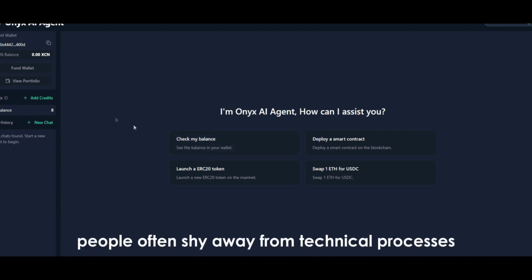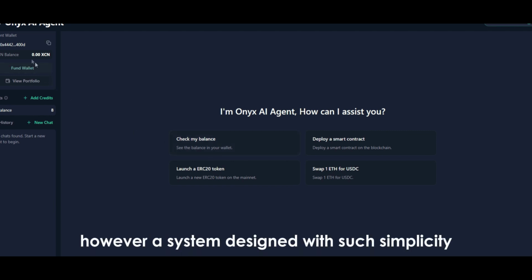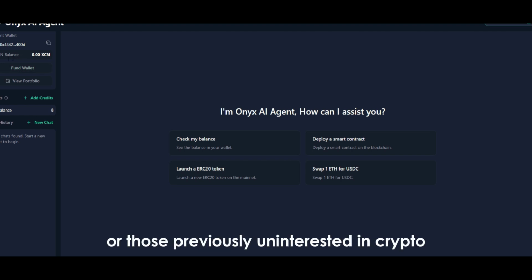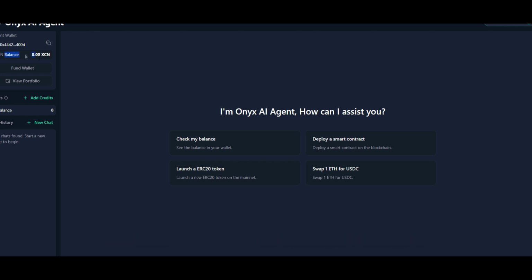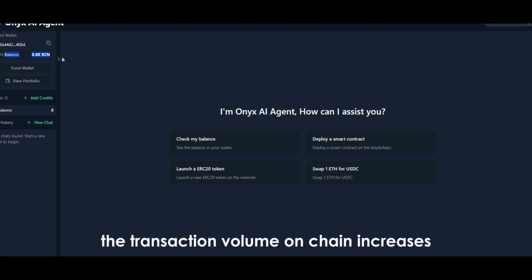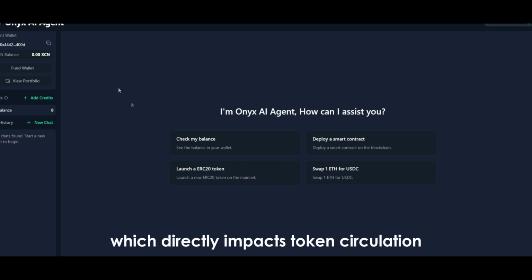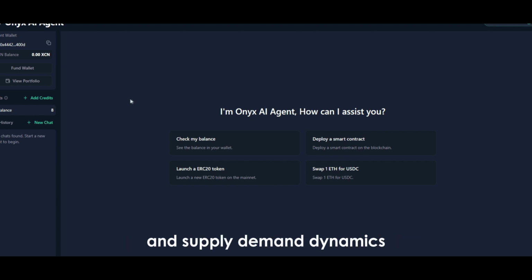People often shy away from technical processes. However, a system designed with such simplicity can attract even new investors or those previously uninterested in crypto. As the number of users grows, the transaction volume on-chain increases, which directly impacts token circulation and supply-demand dynamics.